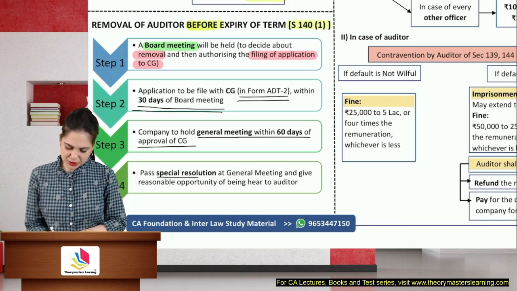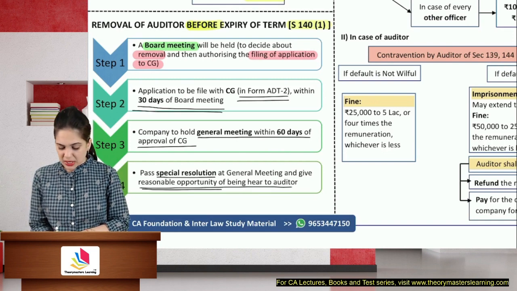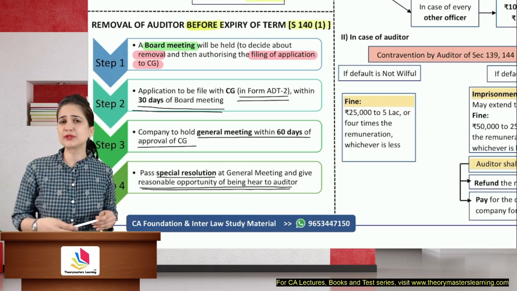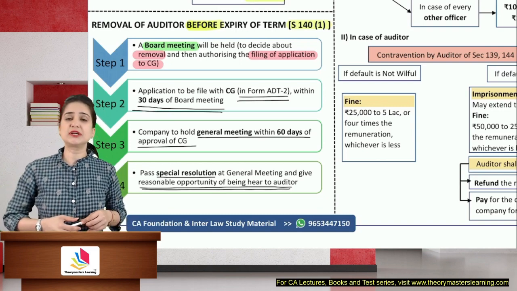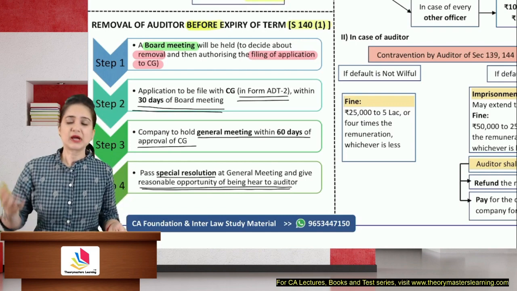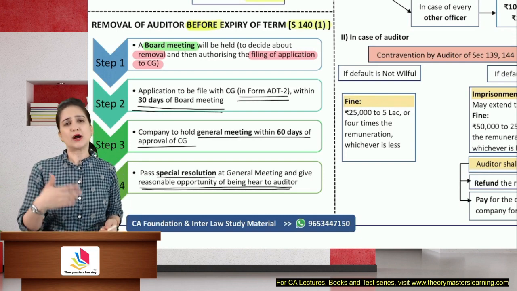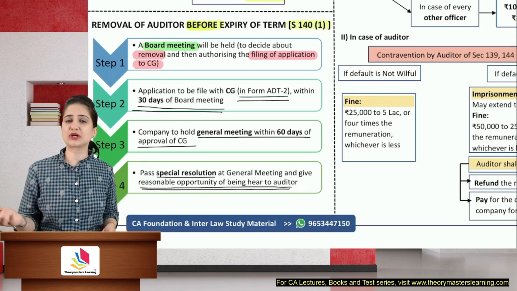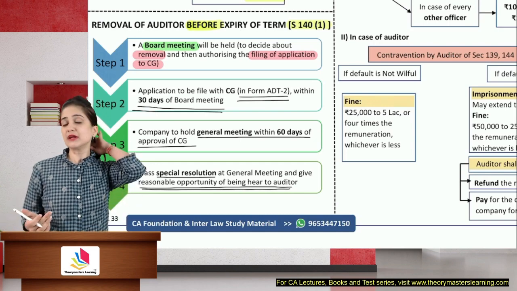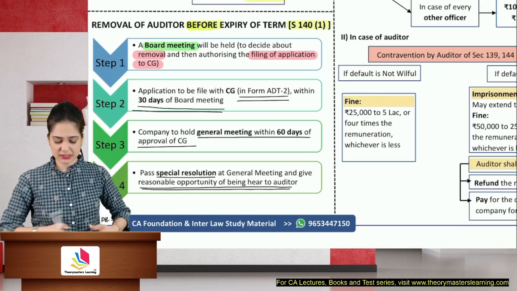Pass a special resolution at the general meeting, give reasonable opportunity of being heard to the auditor. Here the auditor will give representation. We will circulate that representation along with the notice. In the representation, he will mention reasons as to why he should not be removed. But if it is not possible for the company to circulate it along, maybe it was received late, then they will read it out. Auditor will require the company to read out his representation in the meeting.